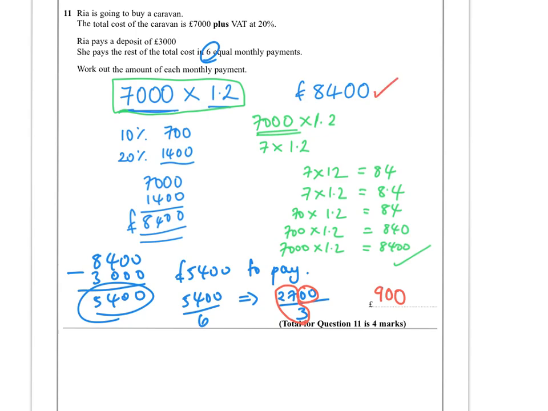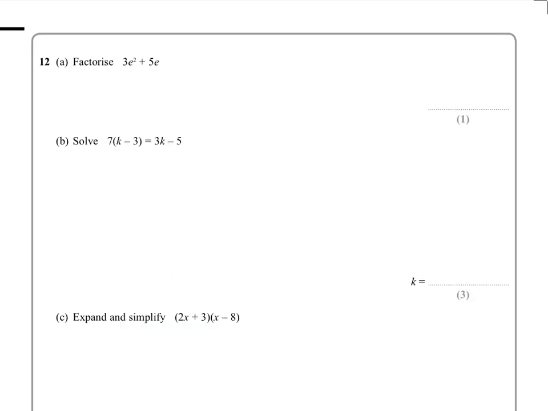So you've found the 8,400, you've taken off the deposit. That leaves you 5,400 to pay, and you've got 6 equal payments. And if you want to do a long division sum, that's absolutely fine, because you can go 6 into 54 is 900. Okay, so that wasn't too bad.